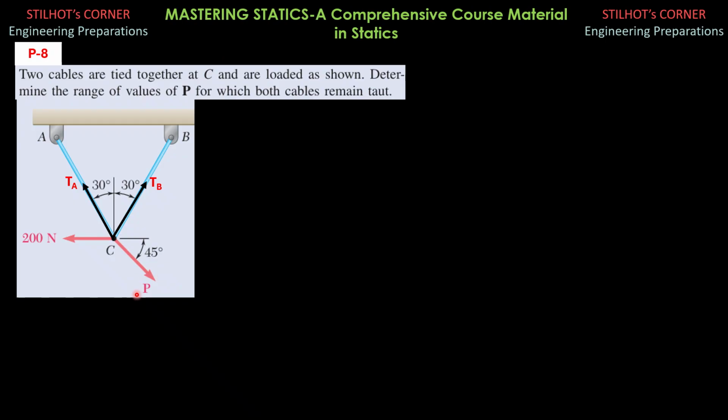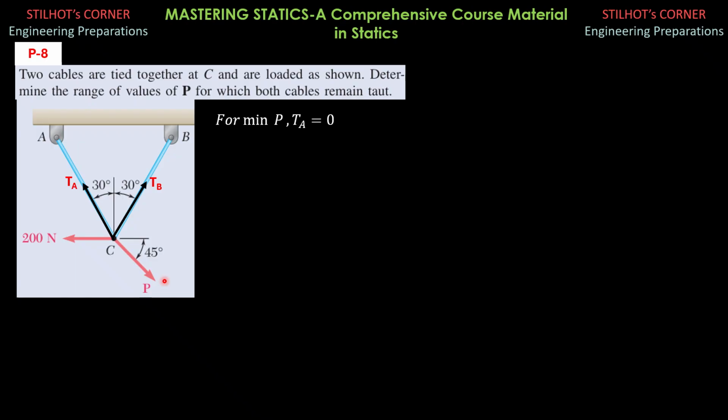And take note, we are getting minimum P. For maximum P, there should be tension at A, then this should be 0 so that only P will have to resist these two tensions. So that's the idea. So for minimum P, tension at A should be 0.